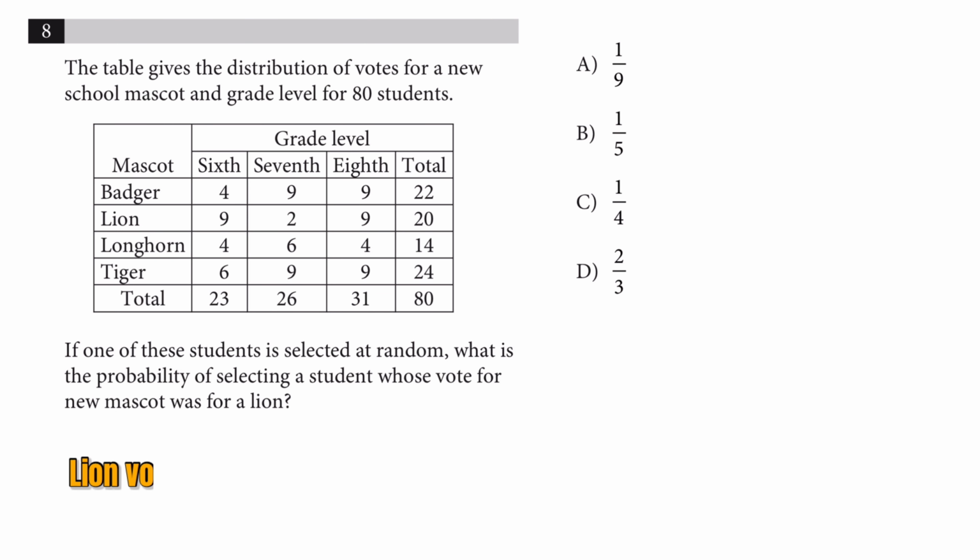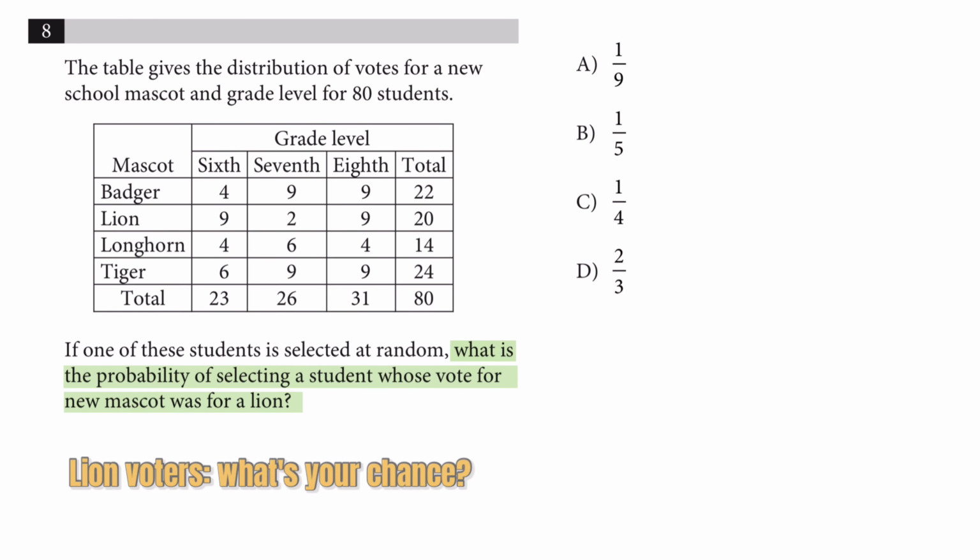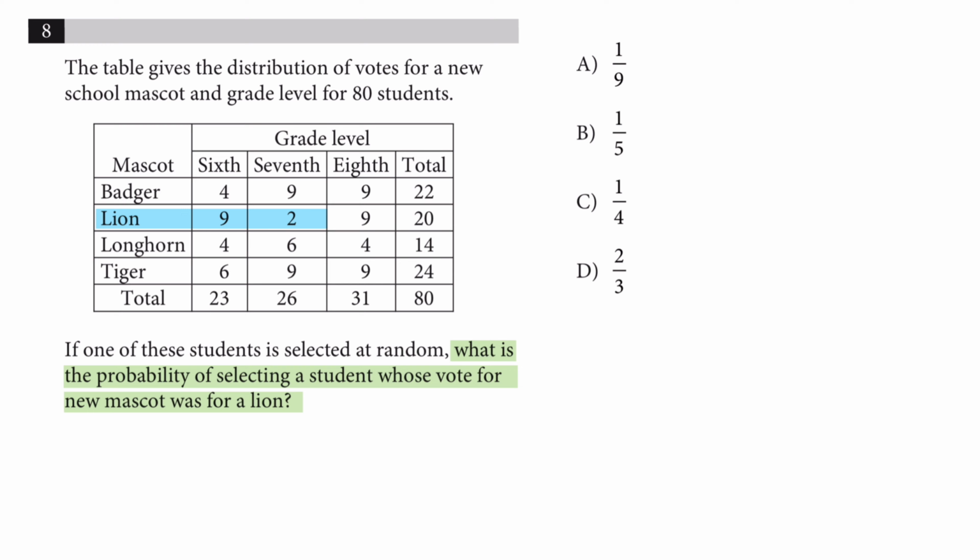Next up, probability from a table. This one's quick if you know where to look. We want the probability that a randomly chosen student voted for Lion. From the table, Lion votes equals 20, total votes equals 80, so 20 over 80 equals 1/4. That's choice C. Perfect. That was straightforward.